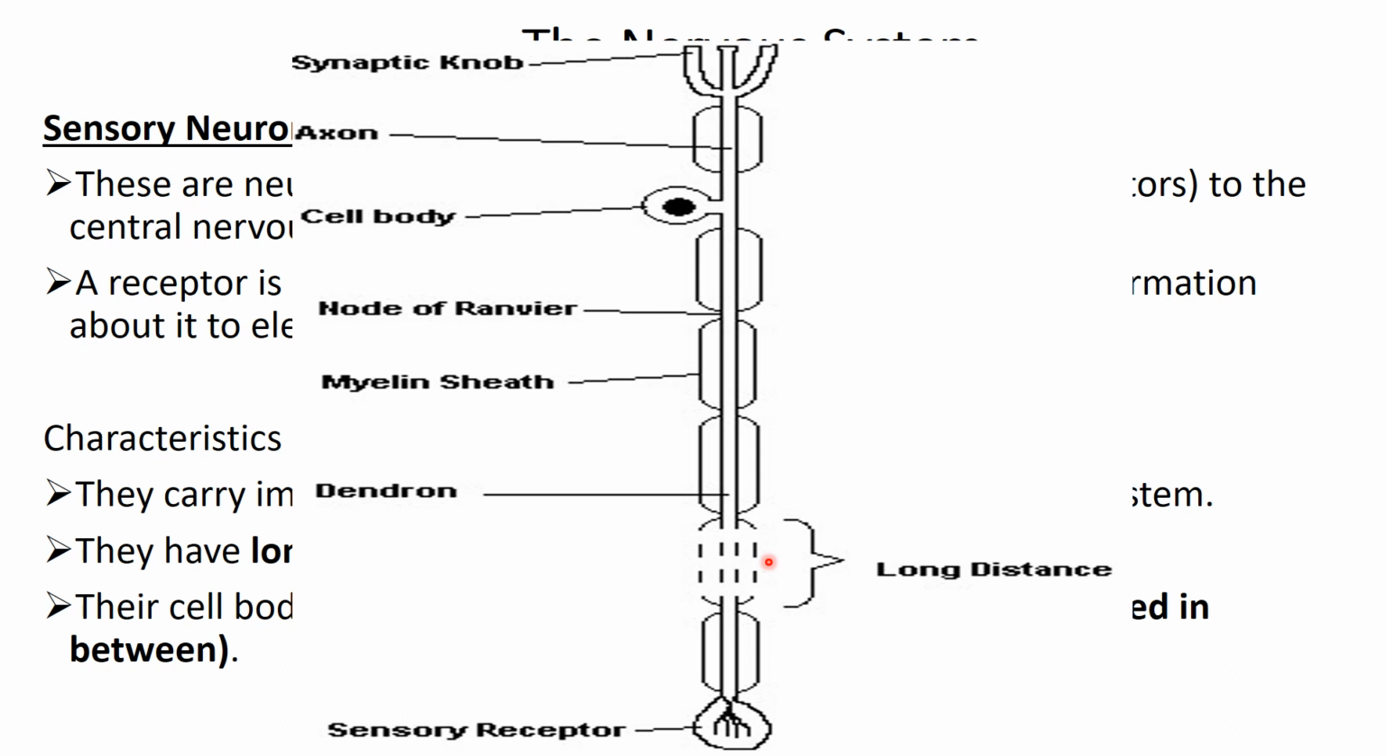So the synaptic knob, axon, cell body, nodes of Ranvier, myelin sheath, and sensory receptors are the key characteristics of the sensory neuron. Also keep in mind that the cell body is in between, but not at the end of the neuron.